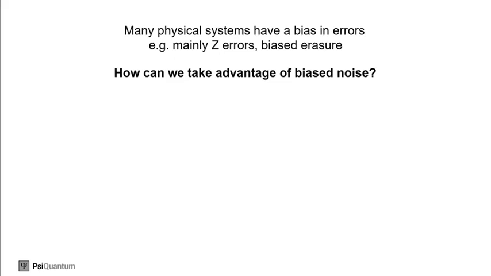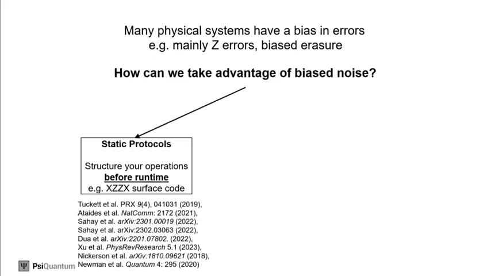We've heard already many times in this conference that many physical systems have a bias in errors. For instance, throughout this week, we've heard of platforms where errors are mainly Z errors, or we've heard of talks on biased erasure. And one big question is, how can we take advantage of biased noise in these physical systems?